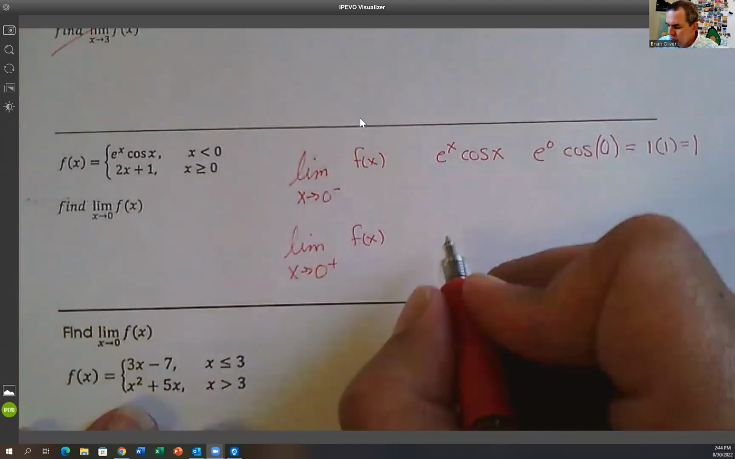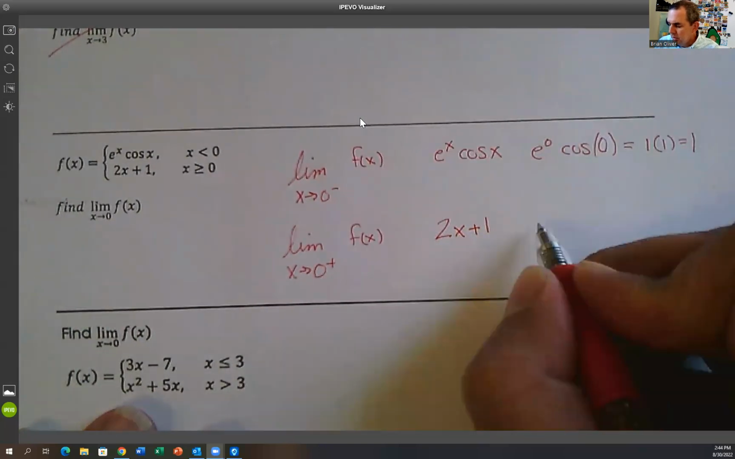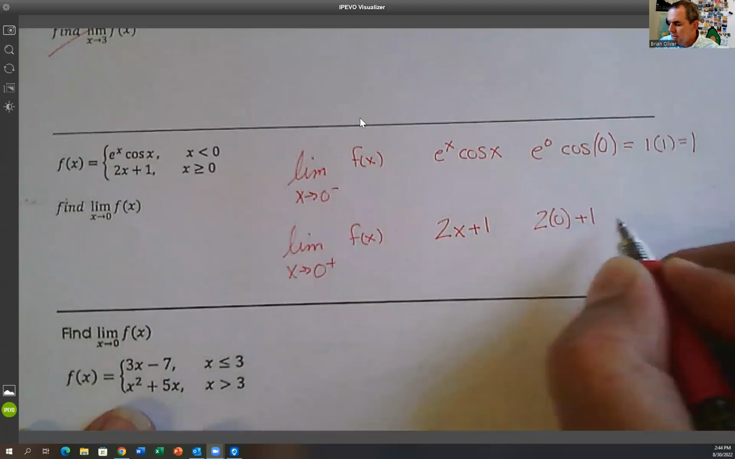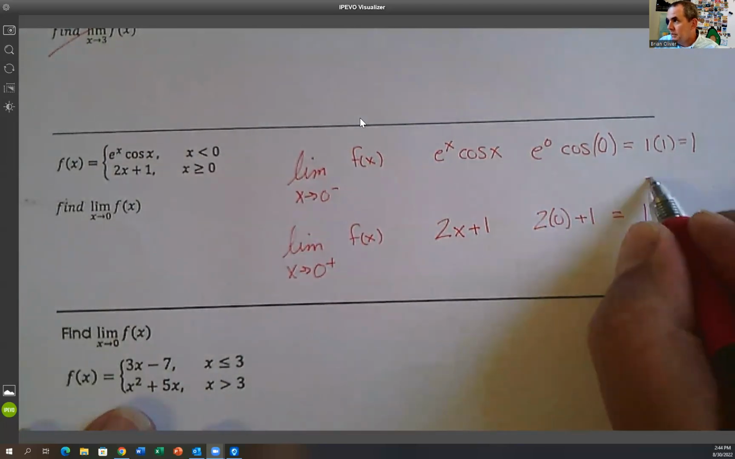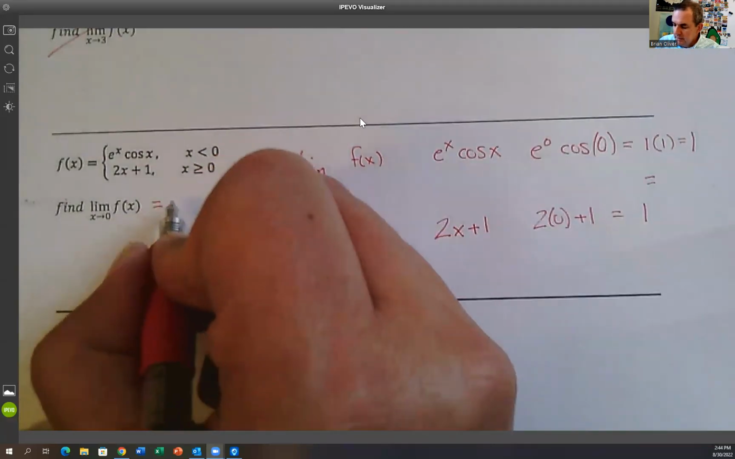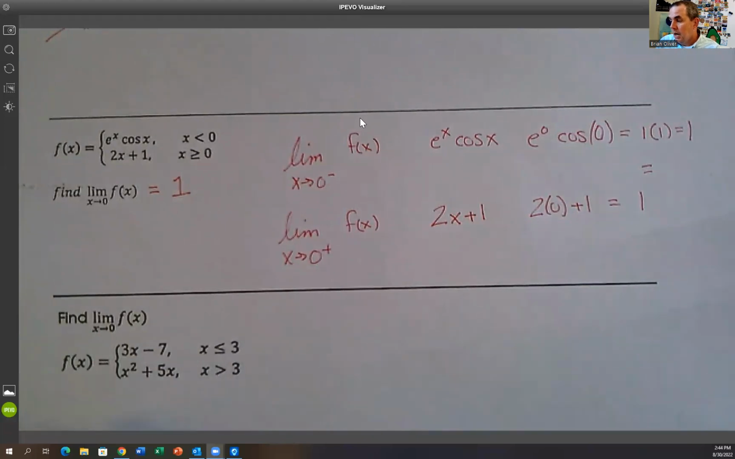Then I'm going to look at 2x plus 1. Apologize for the bell. I'll plug in 0 here. 2 times 0 is 0, plus 1 gives me 1. These two numbers are the same, so that tells me the limit does exist, and the limit there is in fact 1. So that's our limits of piecewise.